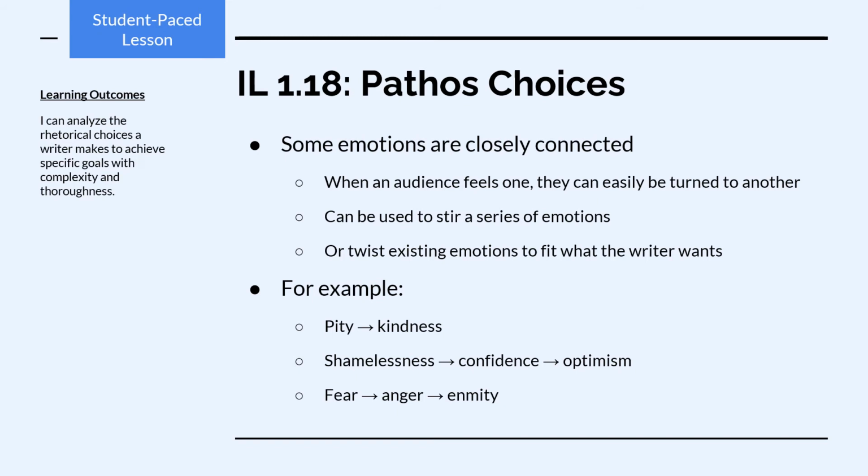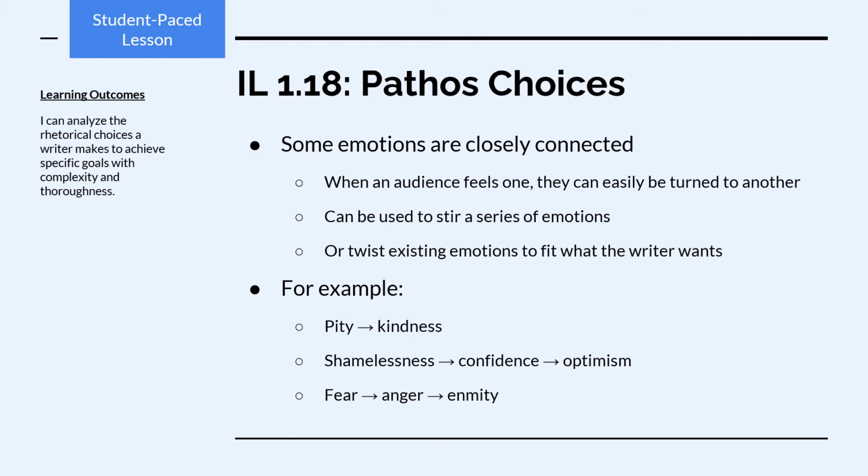For example, if an audience already feels pity towards someone, it's very easy to turn that into kindness toward them. Again, those are two very different emotions. One is feeling sorrow for the bad things that are happening to a person. Kindness is an actual desire to help them, and so very closely related, but not the same thing.